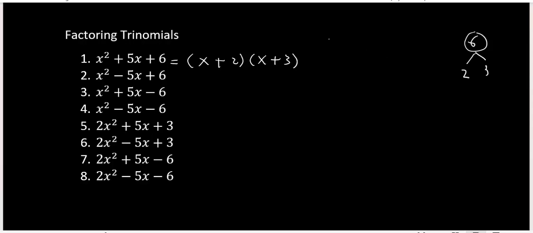So we'll go to the second one. We have x squared minus 5x plus 6. So again, you can take -2, -3. When you multiply, it will give you +6. But when you add them, it is -5. So the second one now gives you x minus 2 times x minus 3.